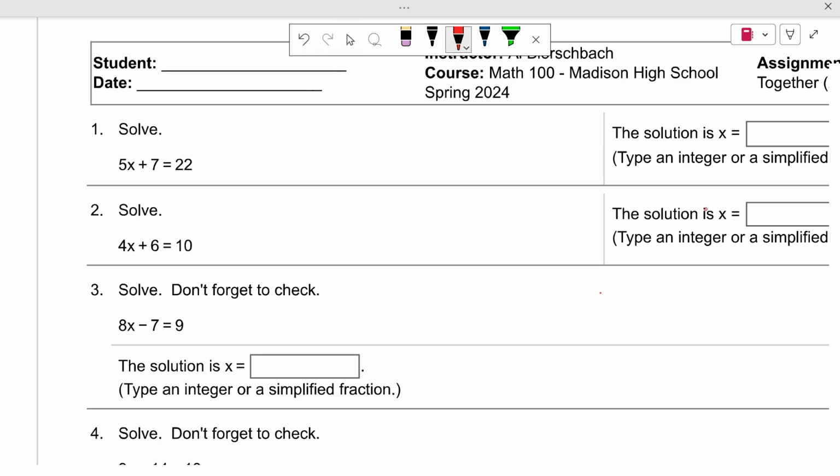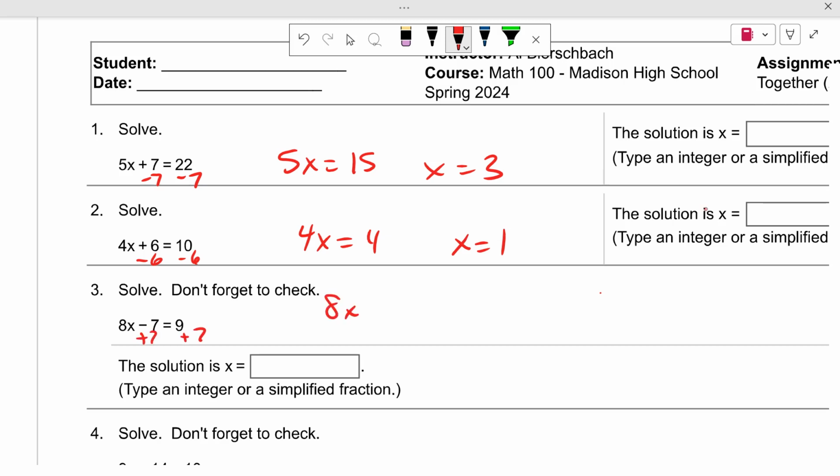Okay. So when you have multiple steps, you have to do what's least associated with the x first. Okay? So since 5 is being multiplied by x, it's kind of the reverse of the order of operations. You're going to add and subtract first. So 5x equals 15, so x equals 3. Here, what do you move first, the 4 or the 6? 6. So subtract 6, 4x equals 4, so x equals 1. Here, what would you move first? Add 7. So 8x equals 16, so x equals 2.